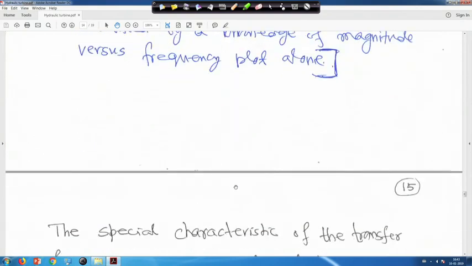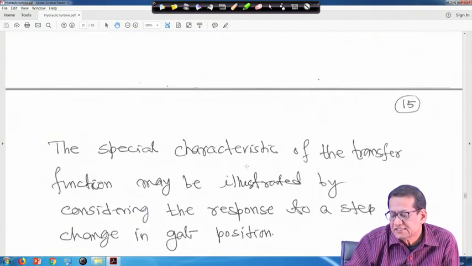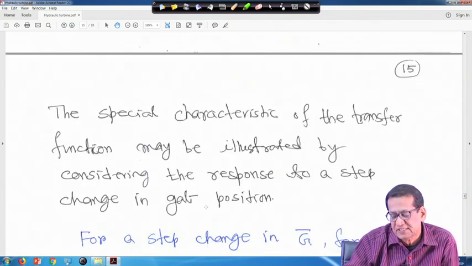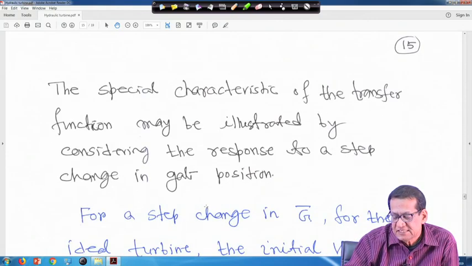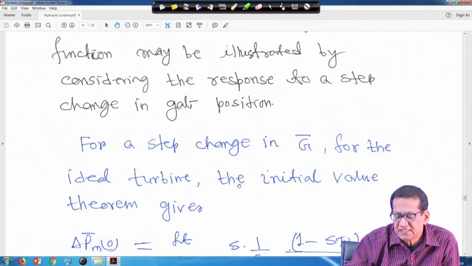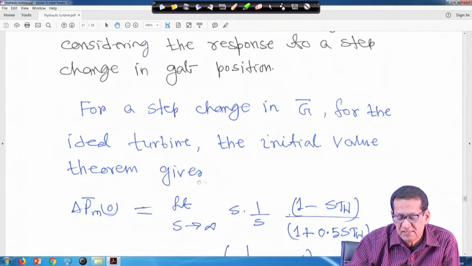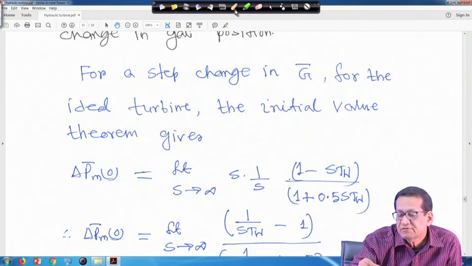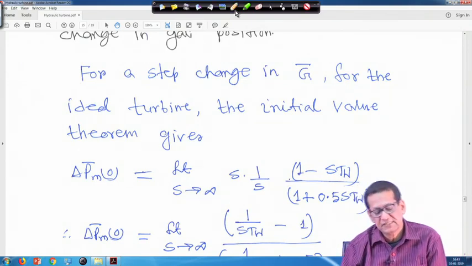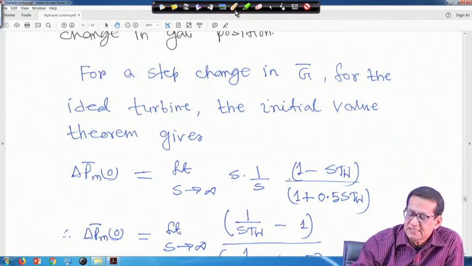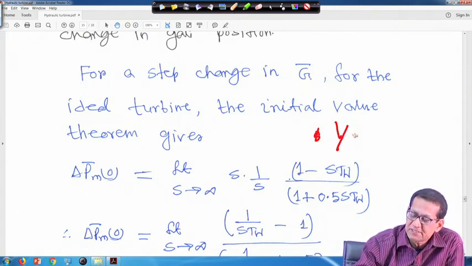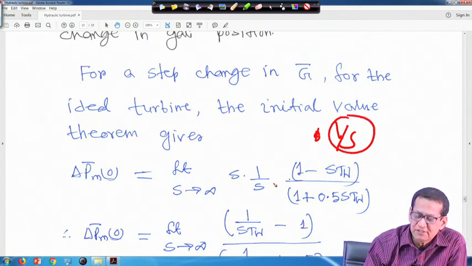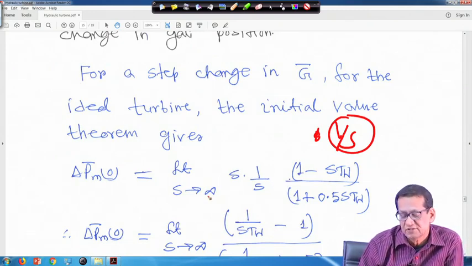So, the special characteristic of the transfer function may be illustrated by considering the response to a step change in gate position, right. For a step change in G bar for the ideal turbine, the initial value of the response is then given as, right. So, if you take a step change, that is delta G bar, we have seen all these things. So, basically if you take a step change of G bar, it will be 1 upon S, right. If you just put 1 upon S, and you know the limit S tends to infinity means t tends to 0, the initial value.